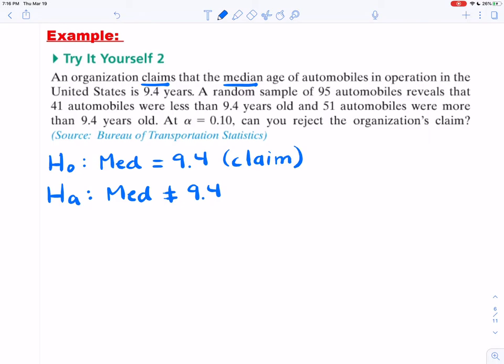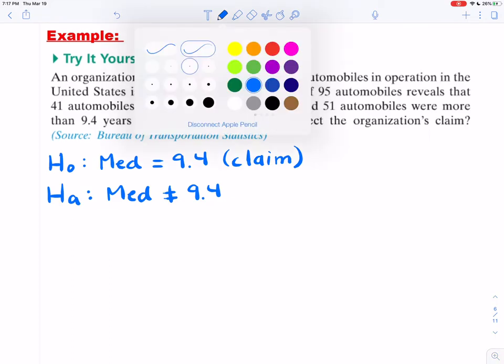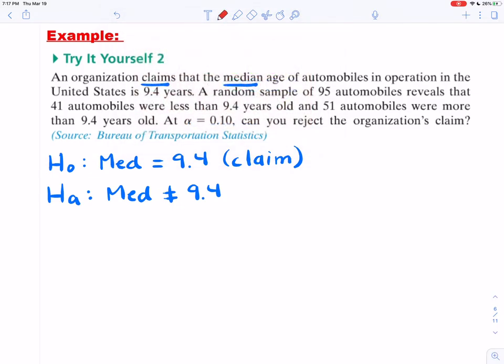Now, the other thing to notice here, a lot of times when the sample sizes are larger, instead of us having to compare each individual value, the comparison is done for you and it's summarized. So just keeping in mind what a plus and a minus means. We see here that we have 41 automobiles that were less than 9.4 years. We assign those minuses. And we have 51 automobiles that are more than. We assign those pluses. So that means that our sample size n, disregarding any zeros, would take the 41 values that are below, add in the 51 values that are above, and that would give me a sample size of 92.